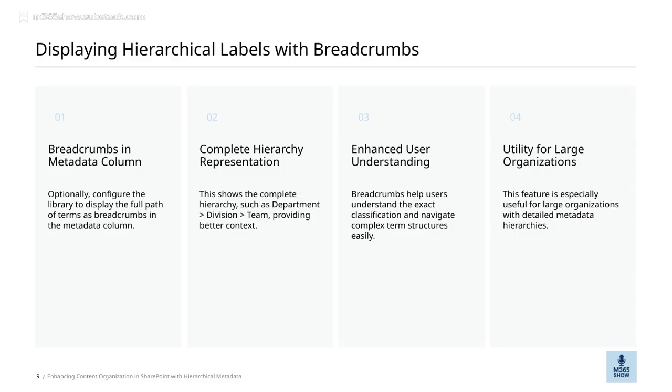For example, seeing the complete hierarchy, like department, then division, then team, provides much better context and clarity. It helps users quickly grasp the structure without having to hunt through multiple levels. Additionally, you can configure the library to display the full path of terms directly in the metadata column. This flexibility means you can tailor the view to suit your organization's needs, making navigation more intuitive and efficient. Overall, using breadcrumbs in this way improves user understanding and streamlines content management, especially in environments with intricate metadata hierarchies.